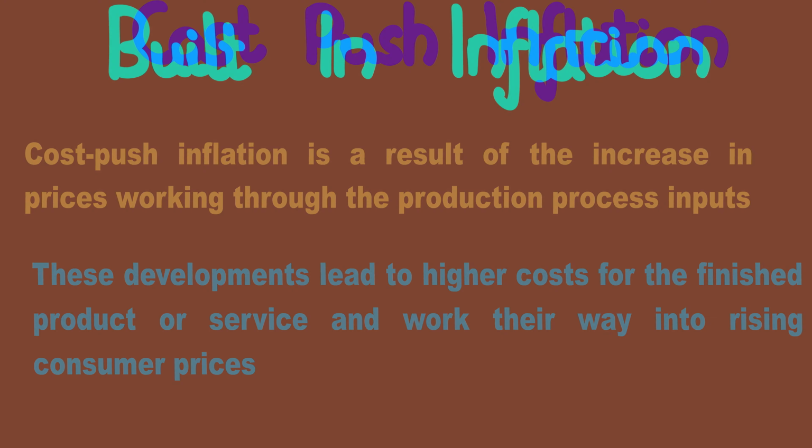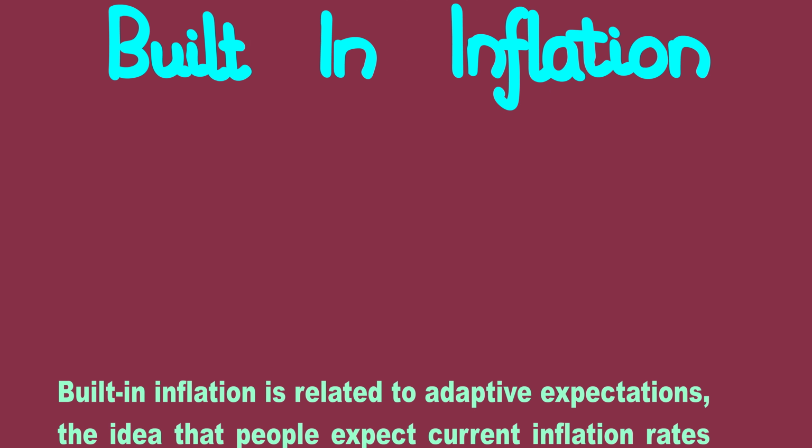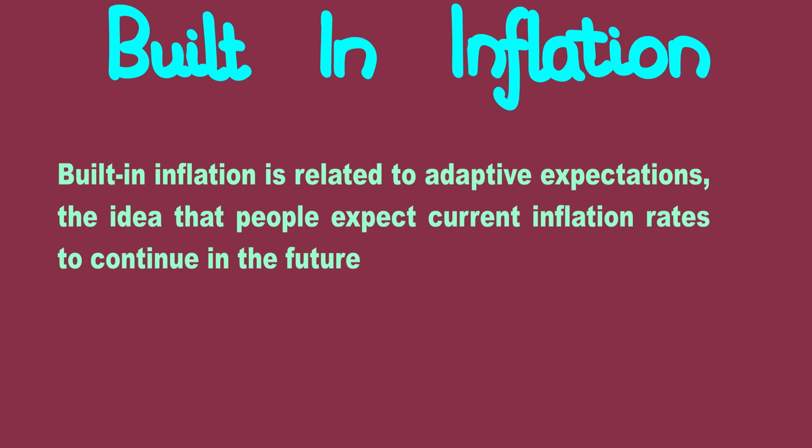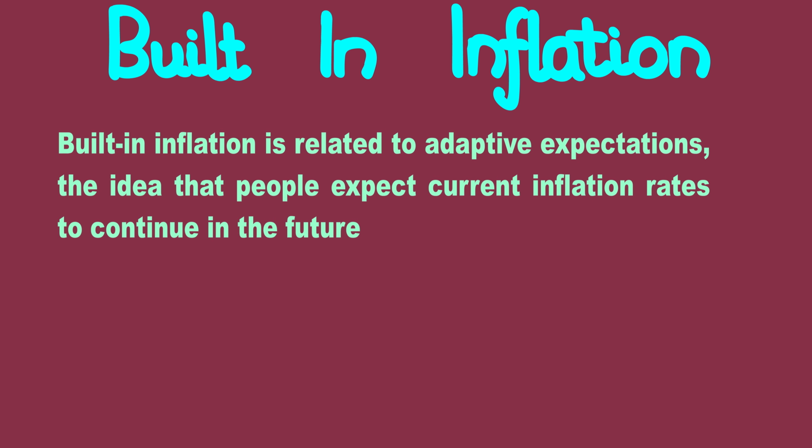Built-in inflation is related to adaptive expectations, the idea that people expect current inflation rates to continue in the future. As the price of goods and services rises, workers and others come to expect that they will continue to rise in the future at a similar rate and demand more costs or wages to maintain their standard of living. Their increased wages result in higher cost of goods and services, and this wage price spiral continues as one factor induces the other and vice versa.